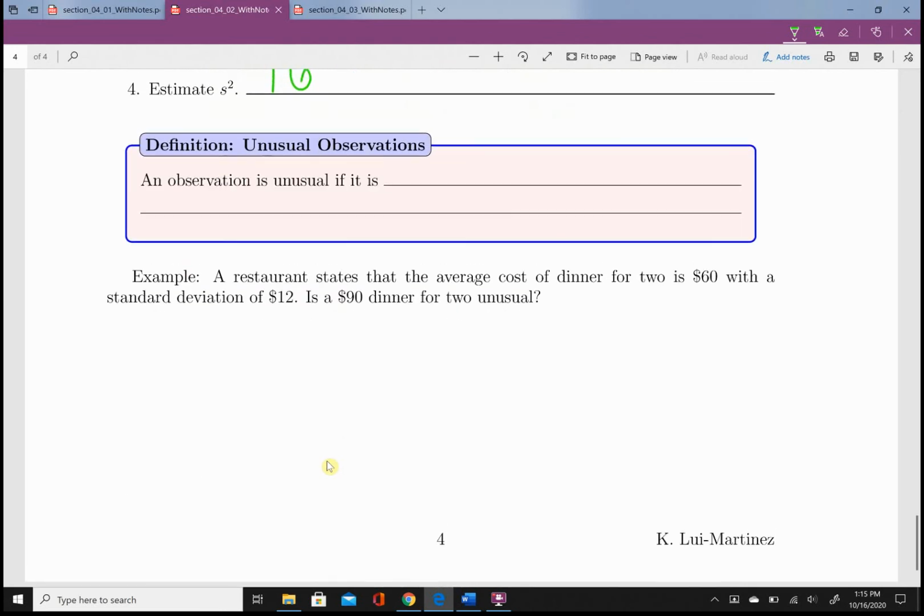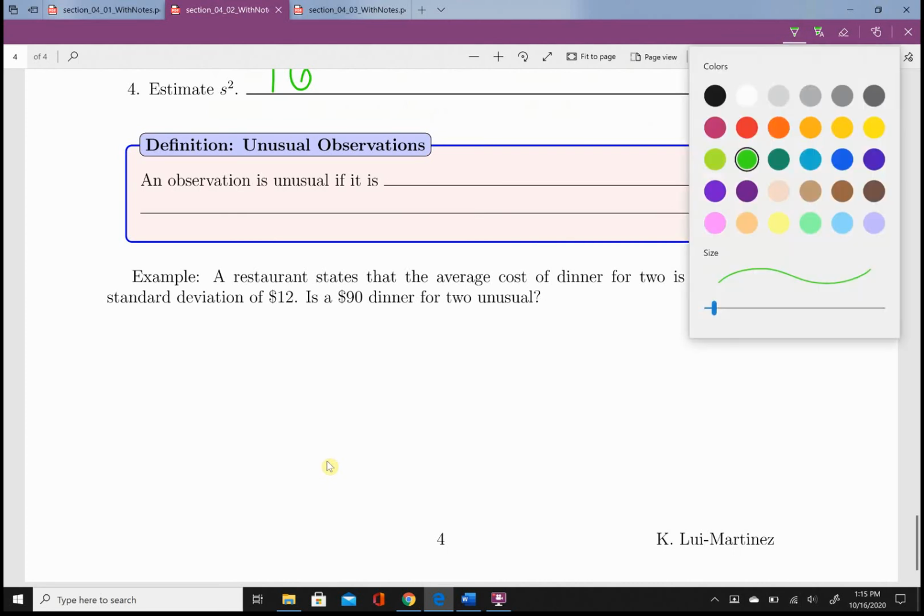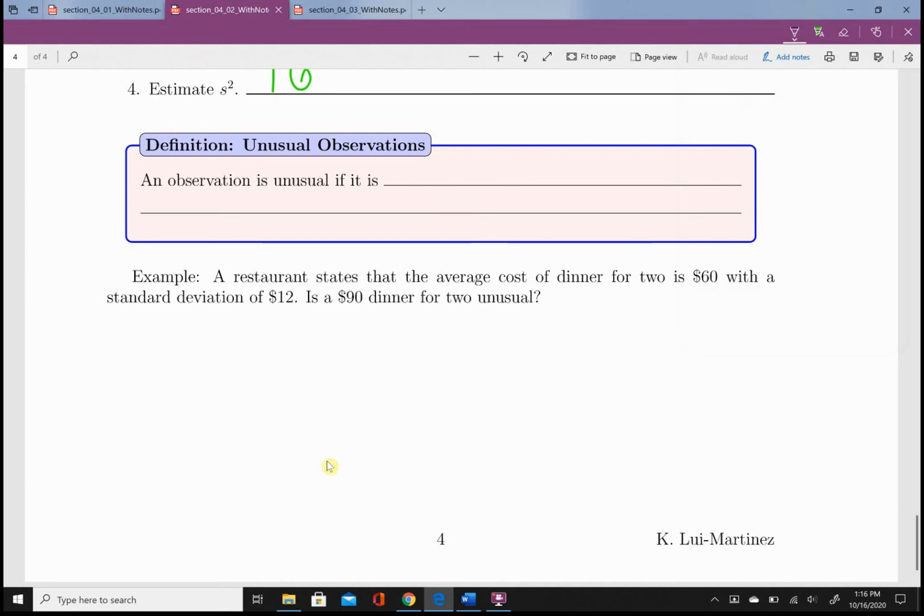Let's talk about unusual observations before we wrap up this video. An unusual observation is one that occurs more than 2 standard deviations away from the mean. If you're more than 2 standard deviations away, then you're considered to be weird as far as the data is concerned. Or, you know, weird is just my way of saying unusual. Let me get a better color going on, this dark purple. An observation is unusual if it is located more than 2 standard deviations away from the mean.